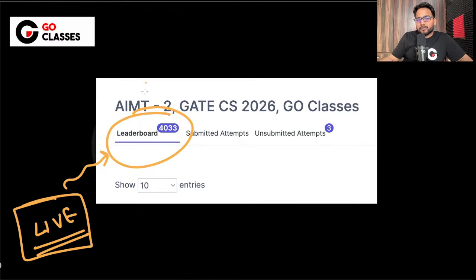First let me tell you that in AIMT2 Gate Computer Science, 4,033 students have appeared live, which means this number is so big that at least I have not seen this number on any platform, in any other coaching or anywhere, live for Gate Computer Science in any test. So this is a significant number.